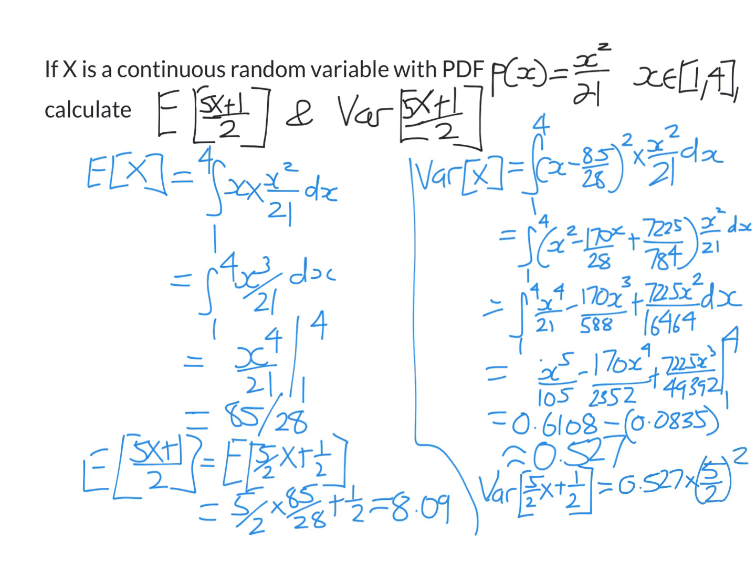So, of course, when I'm putting this on my calculator, I don't want to round it to 0.527. I'm just going to press the answer button, so I get more decimal places, times 5 over 2 squared, and we end up with an answer of about 3.3, and we're done.